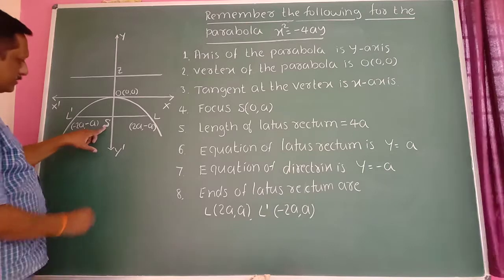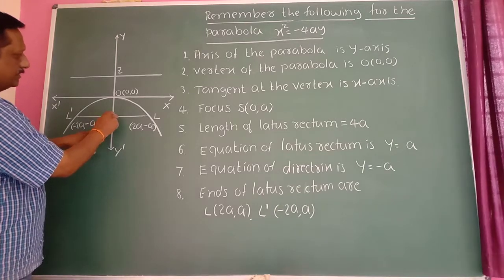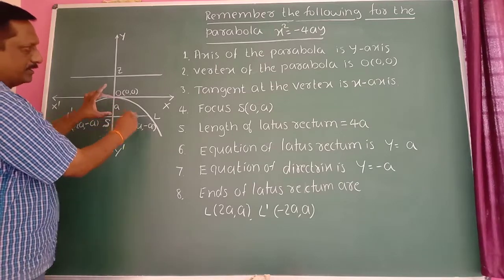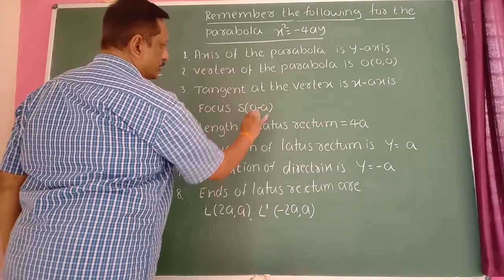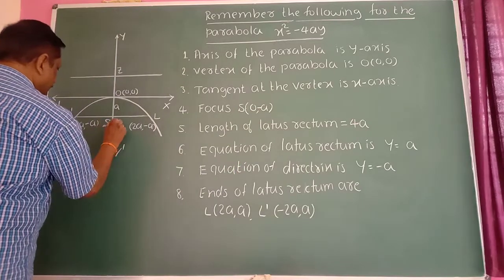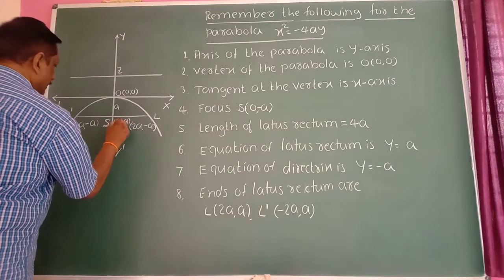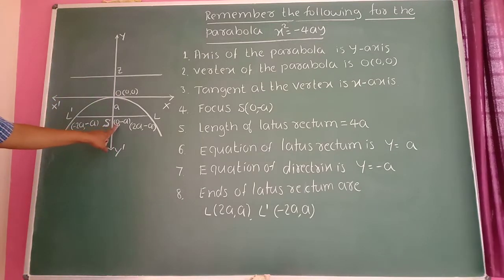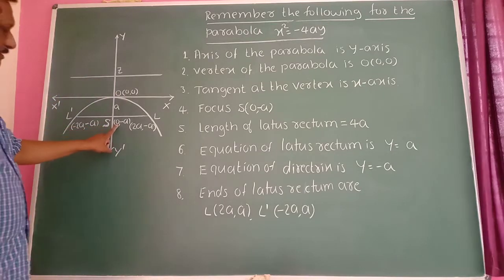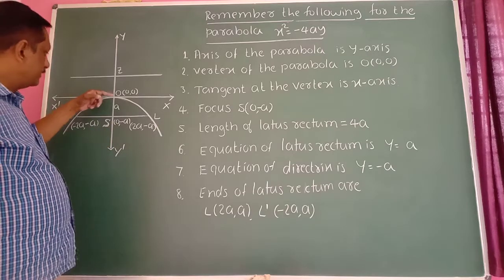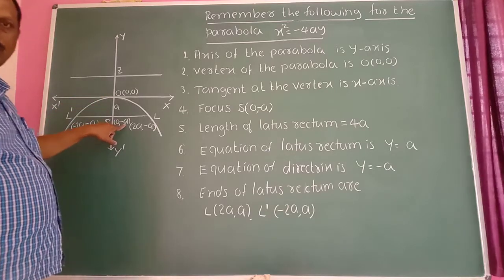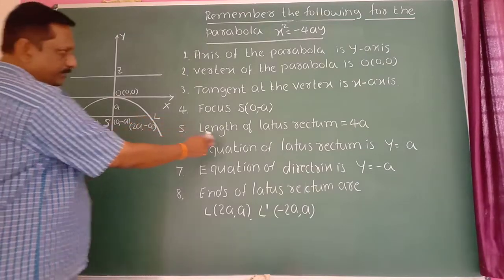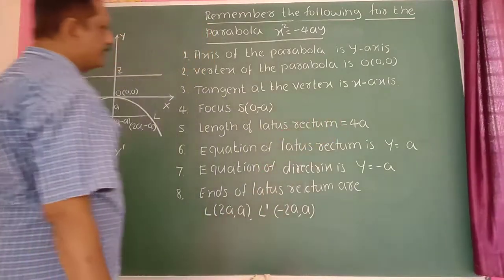Then the coordinate of S: it is below the x-axis at the same distance a. Therefore, (0, minus a). The coordinate of S becomes (0, minus a). On the y-axis, the x coordinate is always 0. Since it lies below, the y coordinate is negative, minus a. Then the length of the latus rectum is the same, 4a.